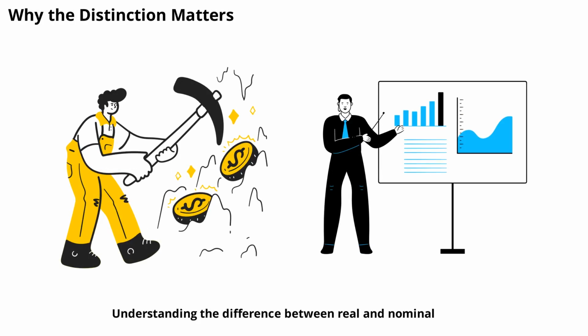Understanding the difference between real and nominal GDP is important for making accurate economic comparisons. If we only look at nominal GDP, we might think the economy is growing rapidly, when in reality most of the growth could be due to rising prices. Real GDP helps us see the true increase in production, making it a more reliable measure for economic analysis.